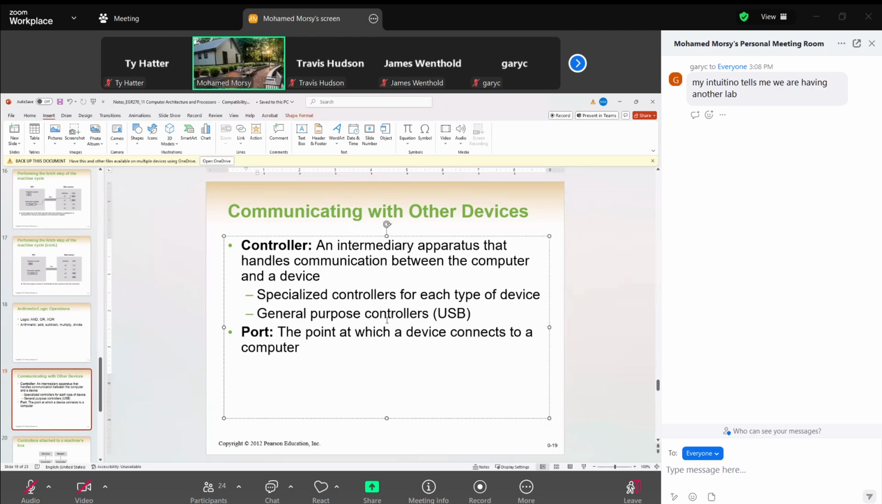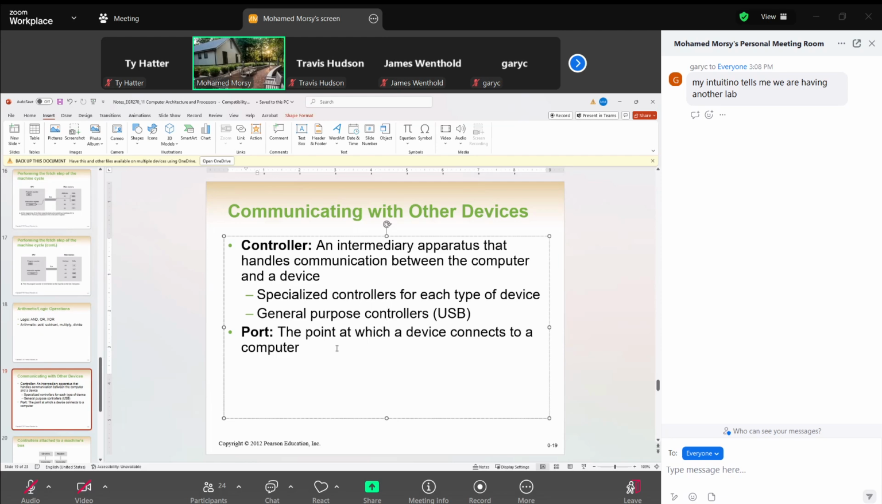Communicating with other devices. A controller is an intermediate component that handles the communication between the computer and other devices. There are specialized controllers for each type of device, and there are general purpose controllers, which are called USB.